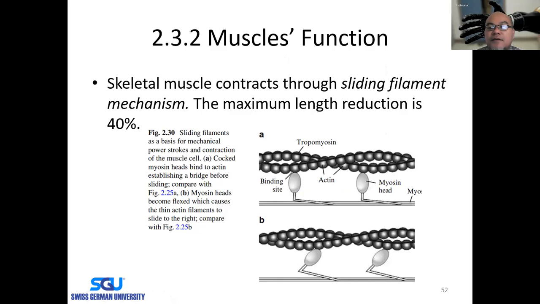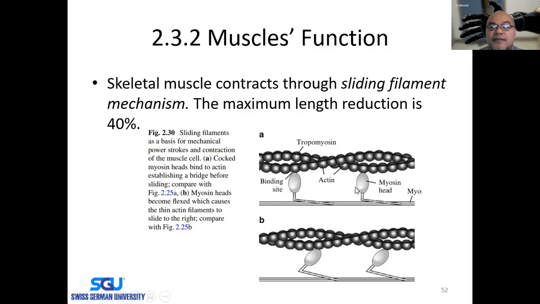Even at the molecular level, the tropomyosin moves along the myosin, or vice versa. It has this actin, and then there is a binding site. So this will move along this myosin head in the form of sliding mechanical motion. Sliding filaments are the basis for the mechanical power stroke and contraction of the muscle cells.